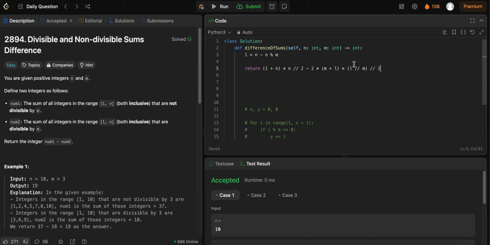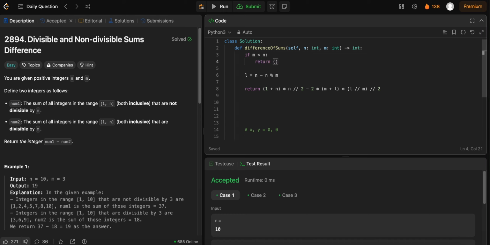Another thing we have to think of is what happens if m is actually larger than n? What do we do in that case? I think we have to do a subcase for this. Okay, I got an idea. If m is greater than n, we just return the arithmetic sum because we won't have any elements that are divisible.